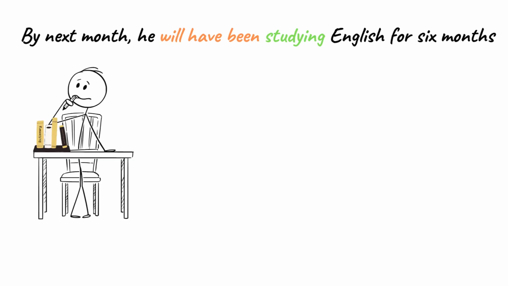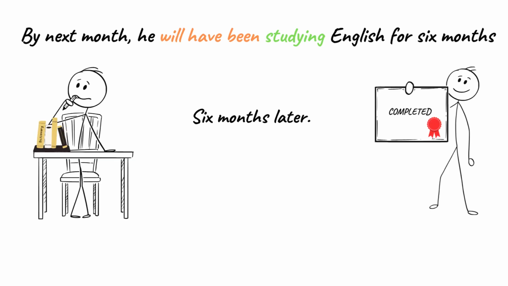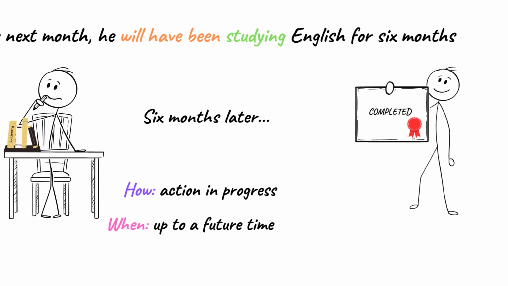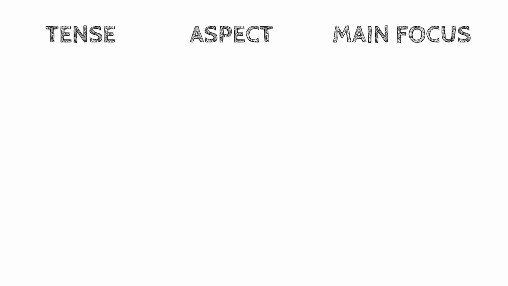For example, by next month, he will have been studying English for 6 months. This shows an ongoing action, studying, up to a future time. Wow, that was a lot. But here's the key takeaway.